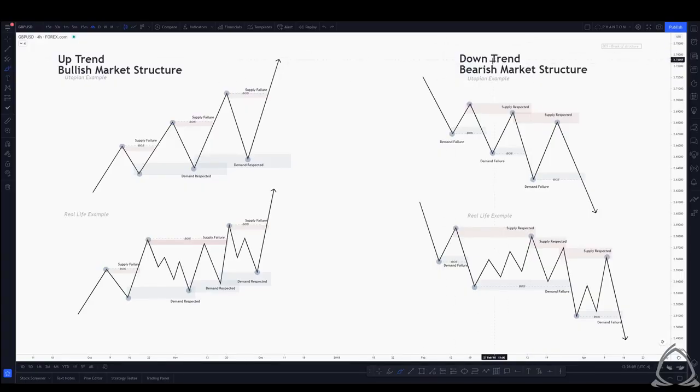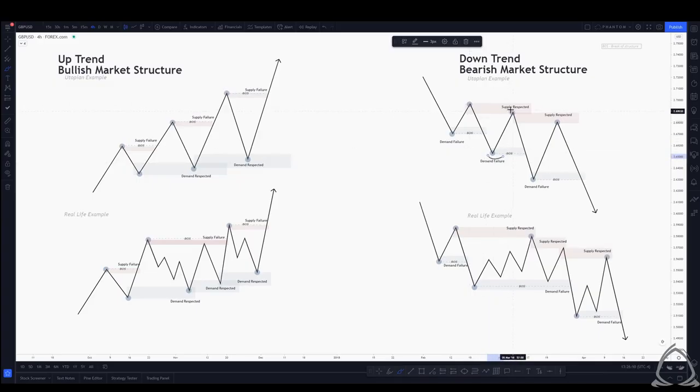And now on the flip side, we'll discuss the downtrend or bearish market structure. When we're looking at the bearish market structure, we can see the price creates a lower low. Price then retraces, creating a lower high. The process that creates the lower low creates a demand zone. And when price moves to the downside, breaking the previous lower low, which causes demand to fail, it creates a new supply zone.